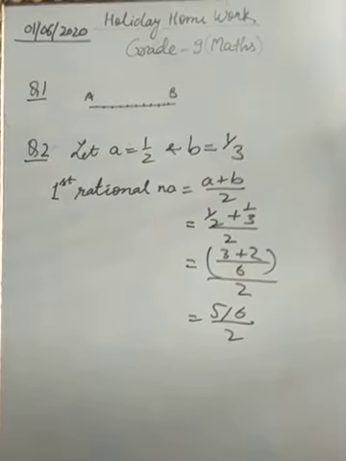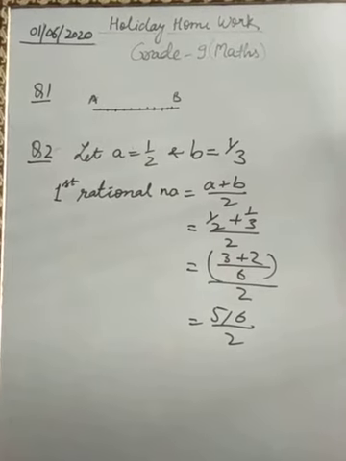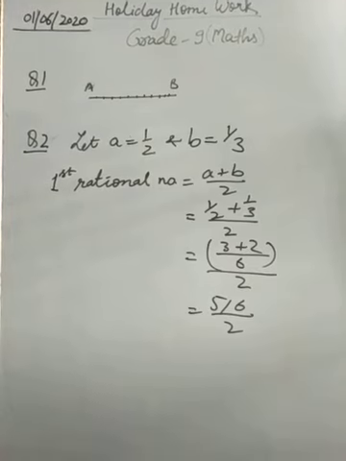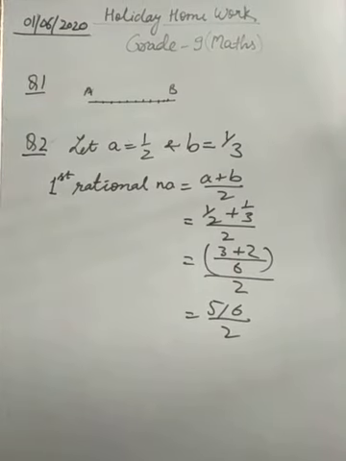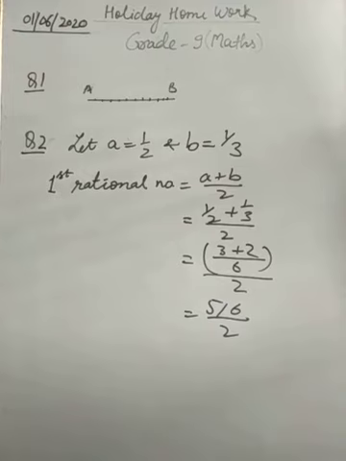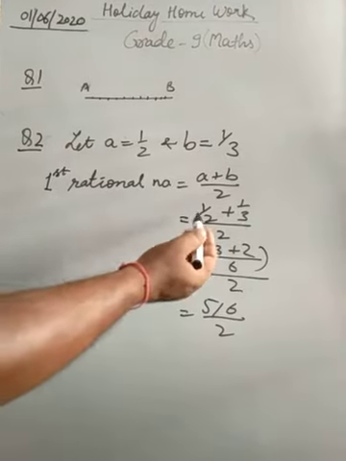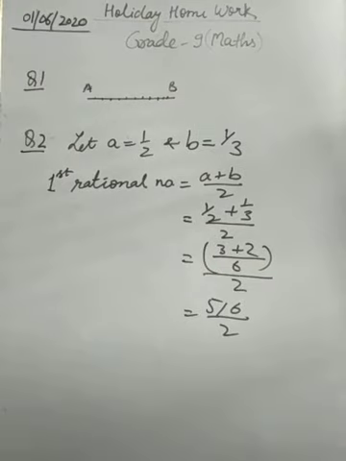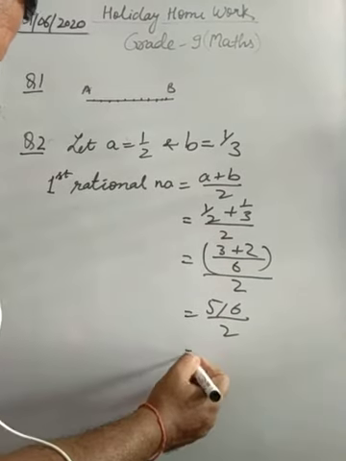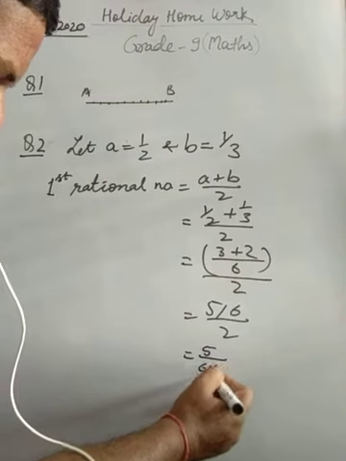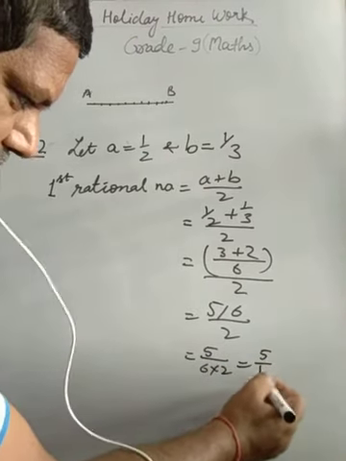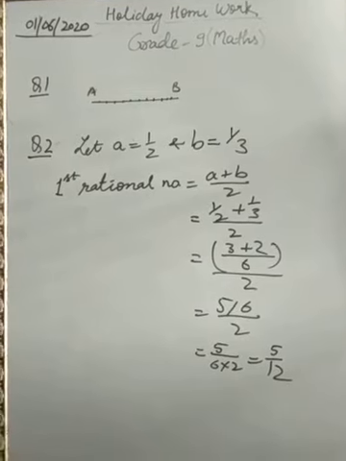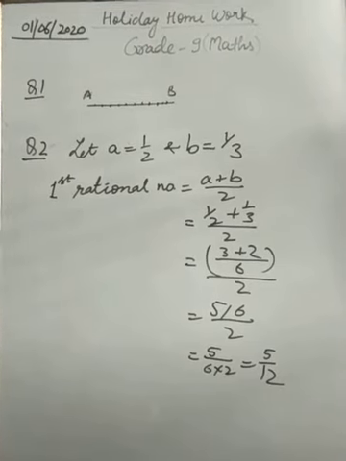This is 5 upon 6 upon 2. I think you all are well aware of how to solve fractions, how to multiply fractions, how to add and subtract. Means you all have a good idea about mathematical operations. So, here I have added A plus B, A is 1 upon 2, B is 1 upon 3, and then upon 2 as a formula, and again you may write this as 5 upon 6 into 2, and this is 5 upon 12. 5 upon 12 is the first rational number, correct?